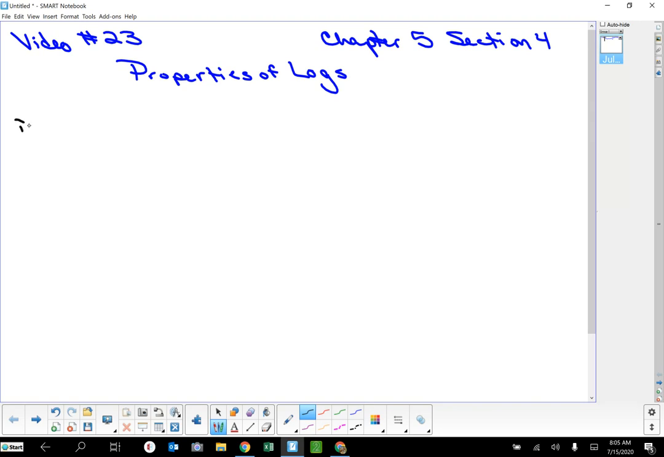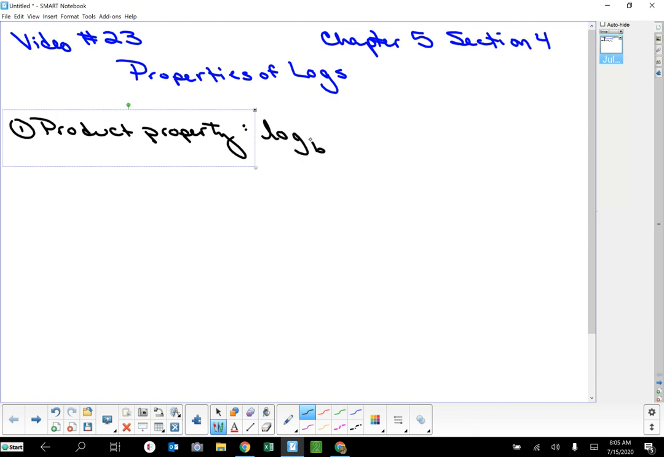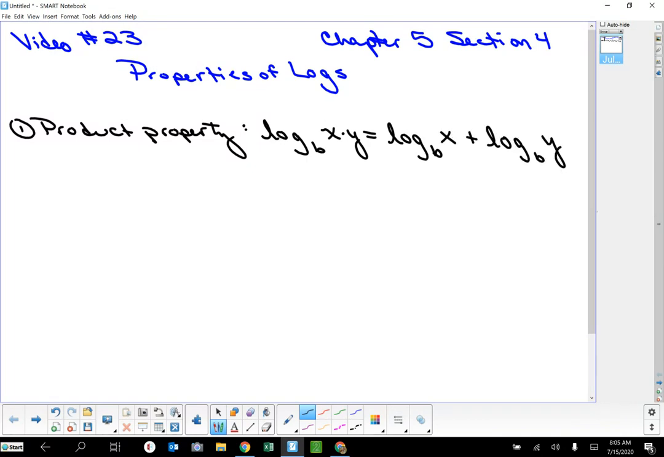The first is the product property. It states the log base b of x times y is equal to the log base b of x plus log base b of y. So you're just separating the multiplication into an addition problem with the same base.